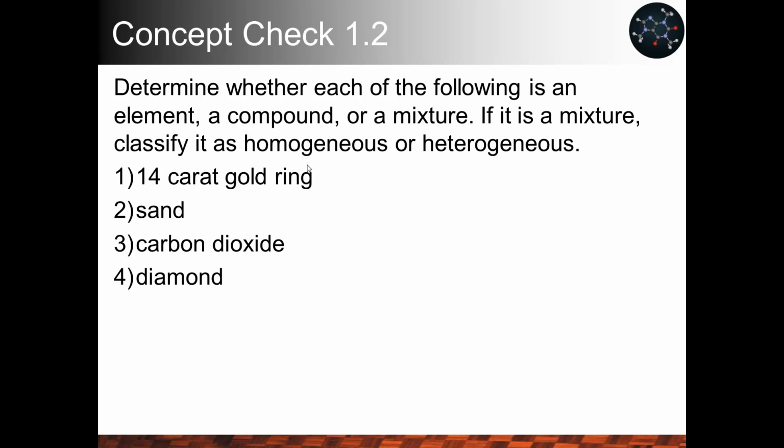Alright, so let's figure this out. What are these different things? We have a 14 karat gold ring, we have sand, we have carbon dioxide, we have diamond. Are these things elements, compounds, mixtures? What are they? Okay. Pause it, write down your answers, think about it, and we go on.